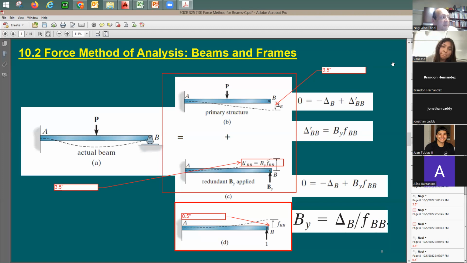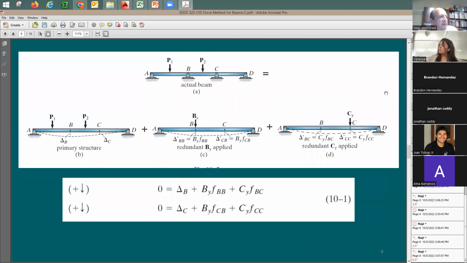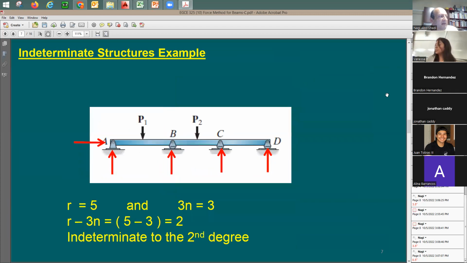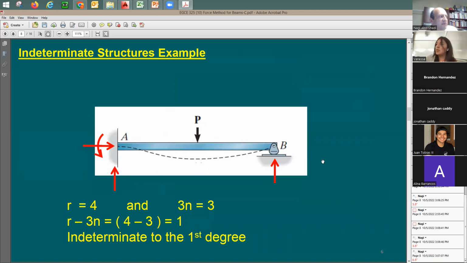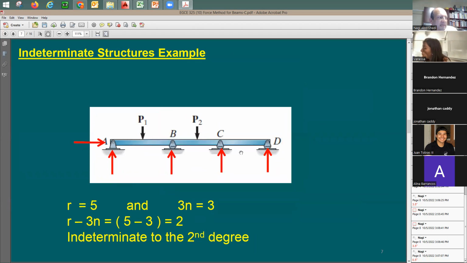Now I'd like to see a numerical example of this. I cannot just let go, right? We need to have a numerical example of this. But before I do this, if you remember, I gave you here 2 indeterminate structures. One of them is just to the first degree. The second one is to the second degree. So I need us to work conceptually on how we can work on this.